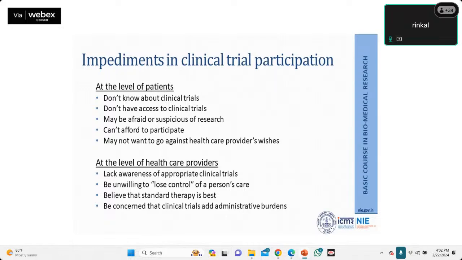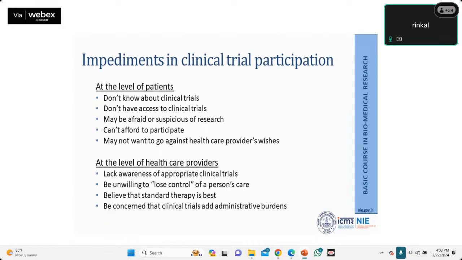Then they may not afford to participate. The trial site may be far from their own place, or for some other reasons the participation may not be affordable to them. They may not want to go against healthcare providers' wishes. Their healthcare providers may advise against the participation, so they may not want to go against that advice. These are the possible impediments from the perspective of the patients.